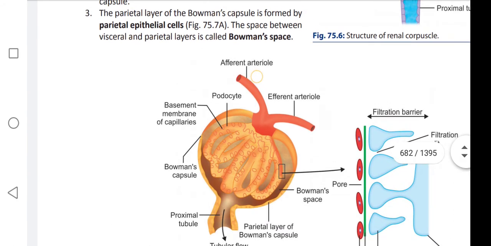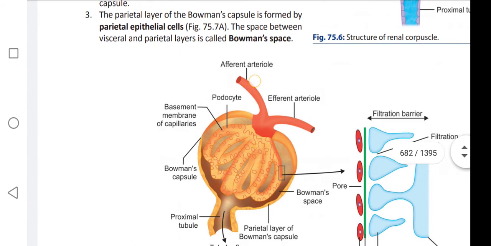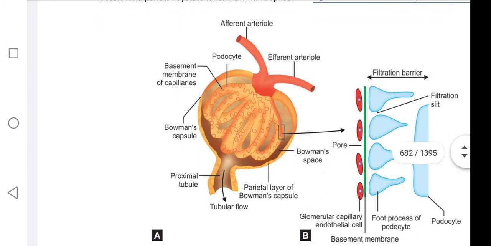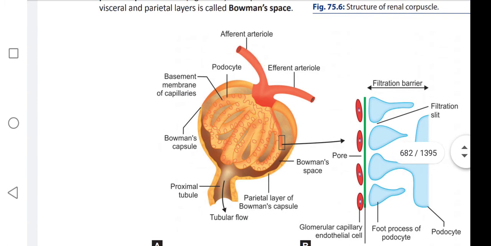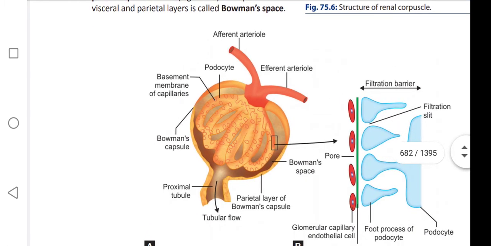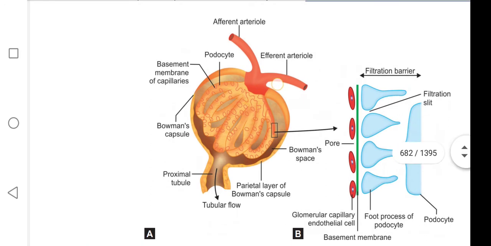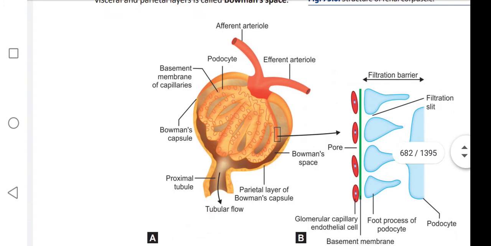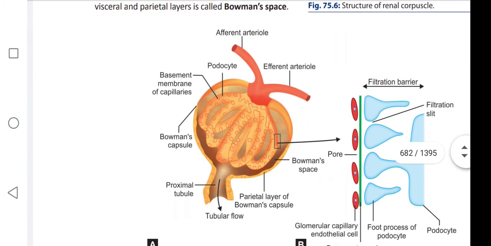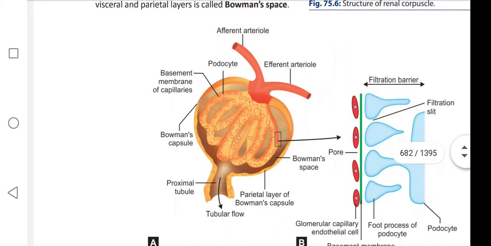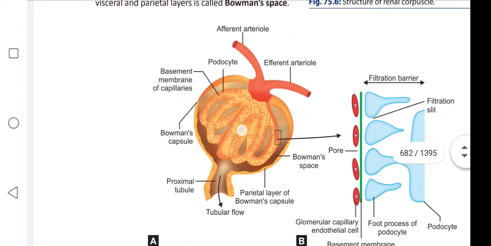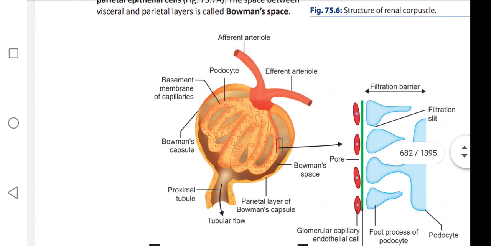This is the afferent arteriole. This is the efferent arteriole. Bowman's capsule arises from the afferent arteriole and forms the glomerulus, and the ends are drained into the efferent arterioles. And this glomerulus is covered by epithelial cells called podocytes. You can see some cells here.